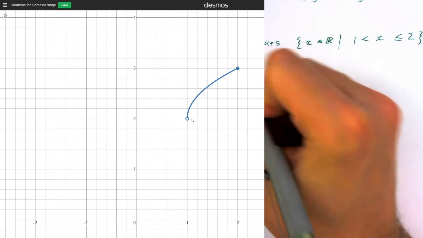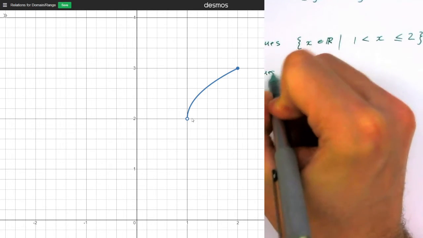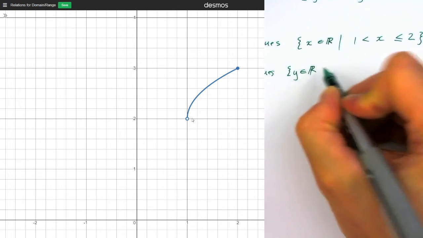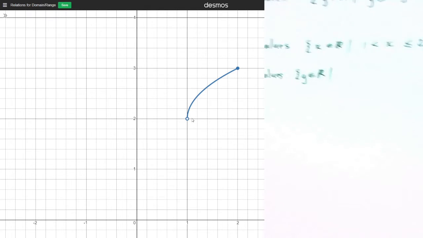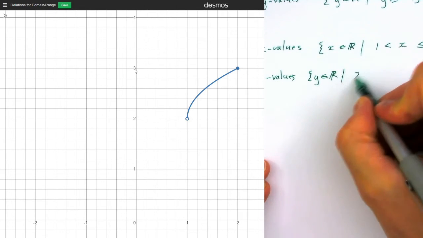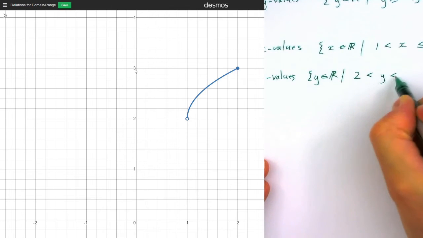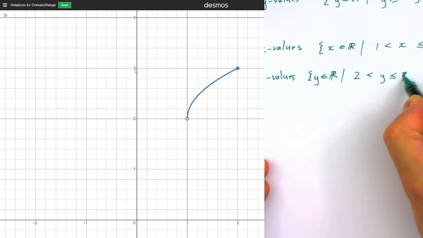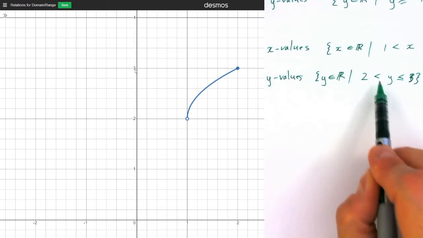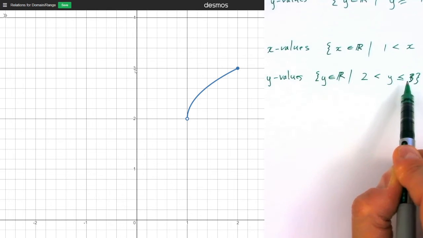So for our y values, they are also real numbers. And they start at 2 or just above 2, and they go up to 3, including 3. So the way we're going to write that is, oops, that's a 3. So y is greater than 2, y is less than or equal to 3.